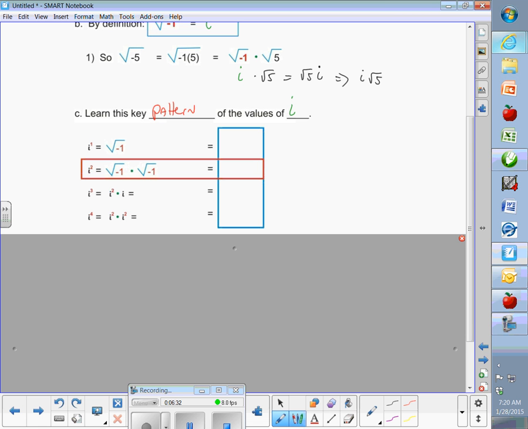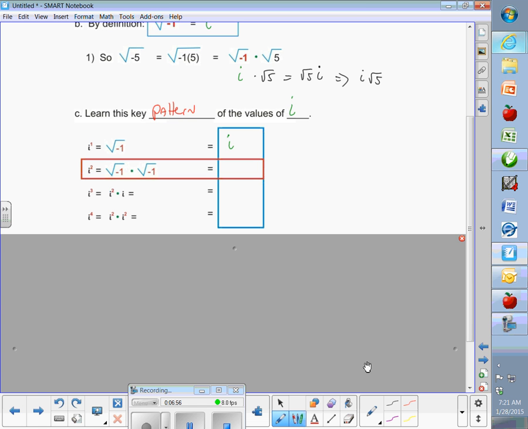All right, so I've got a pattern here. And we start off with i to the first power. All right, so i to the first power is the square root of -1. And what's the square root of -1? It is i. And that's all that one was. That was pretty boring. i to the first is i. And so you start off with i.